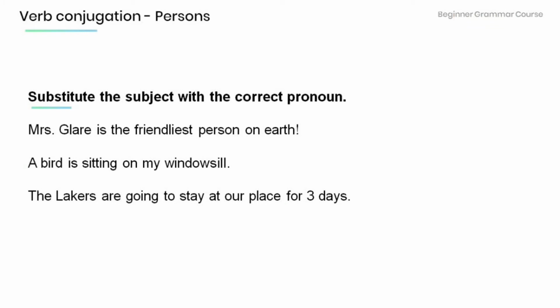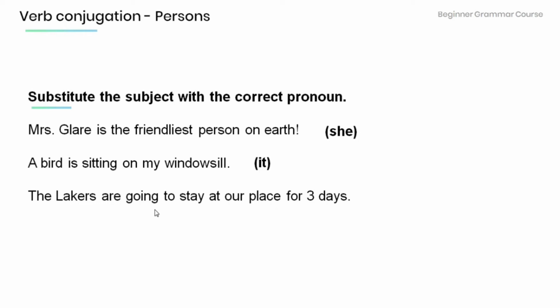Now let's review and practice a bit. Have a look at the following sentences and substitute the subject with the correct pronoun. First sentence, Mrs. Claire is the friendliest person on earth. She is the friendliest person on earth. A bird is sitting on my windowsill. It is sitting on my windowsill.